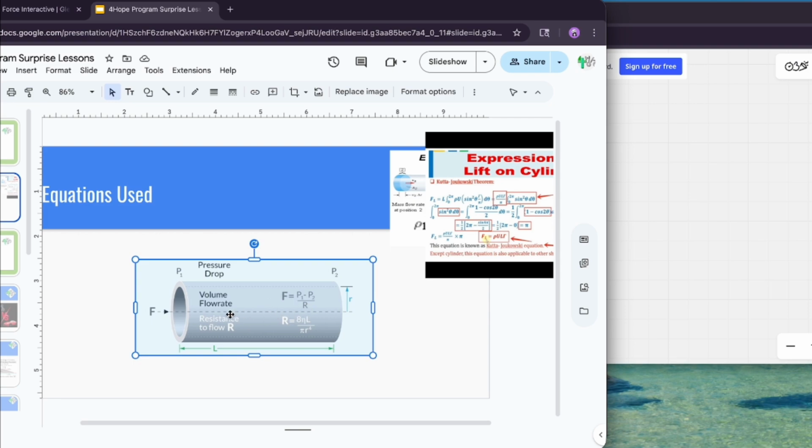The volume flow rate, we have the resistance to flow R. The L is the distance, and we're seeing that R, to find the flow resistance R, you're doing 8 times pi times the length of the cylinder, dividing that by pi r to the fourth. The r is the radius of the inner circle, the inner diameter of the cylinder.